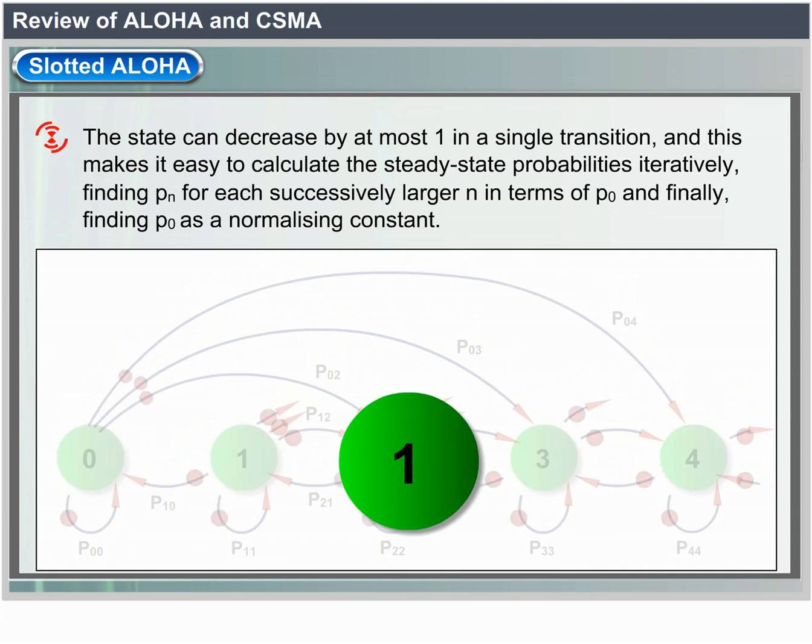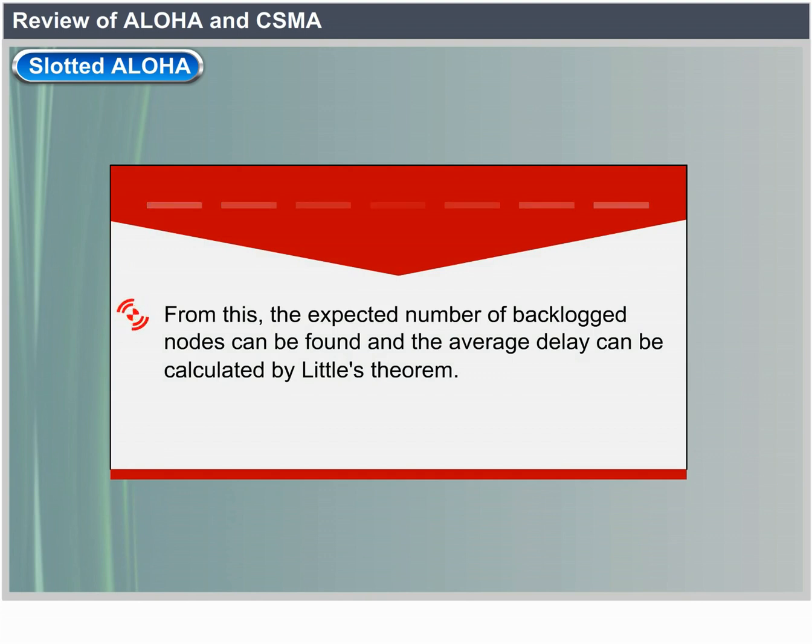The state can decrease by at most 1 in a single transition, and this makes it easy to calculate the steady-state probabilities iteratively, finding Pn for each successively larger n in terms of P0, and finally finding P0 as a normalizing constant. From this, the expected number of backlogged nodes can be found, and from Little's theorem, the average delay can be calculated.